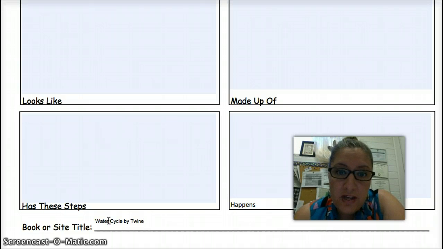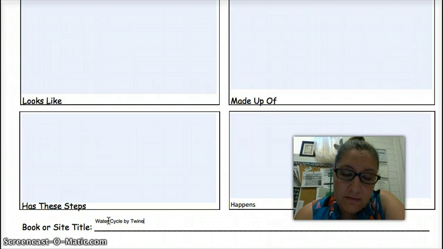In the next few weeks, we'll begin recording for your ebook. But you won't be able to get your ebook done or begin if you aren't finished with this form because this is the research that you'll need to do your ebook. Now, the learning target today is I can gather information for my cycle on a box chart. So you're going to gather information for your water cycle on this box chart.